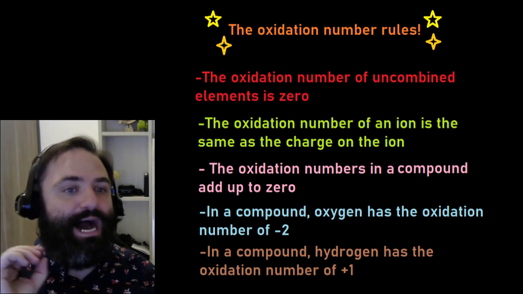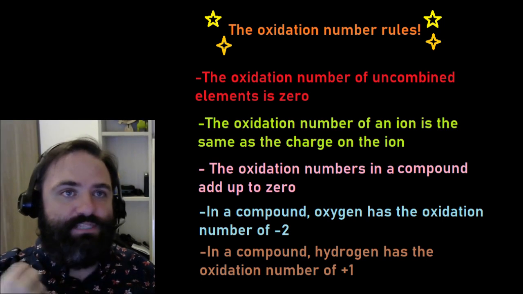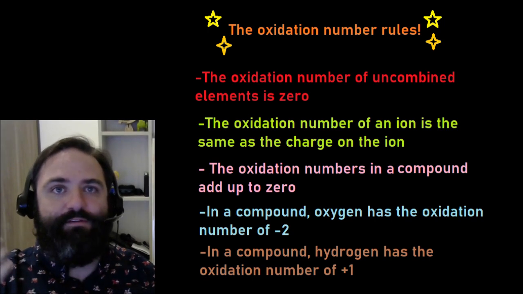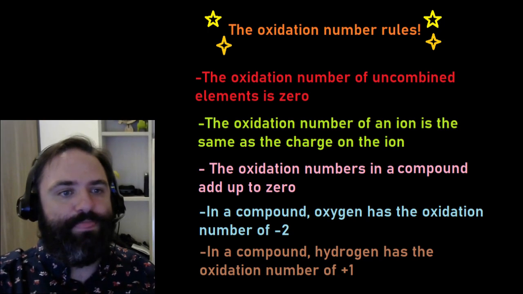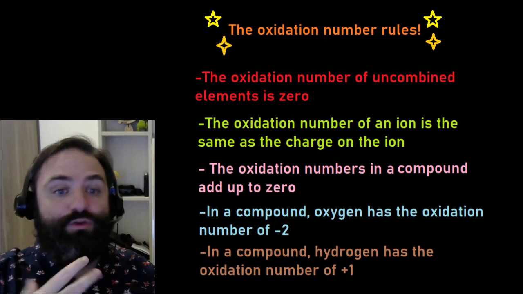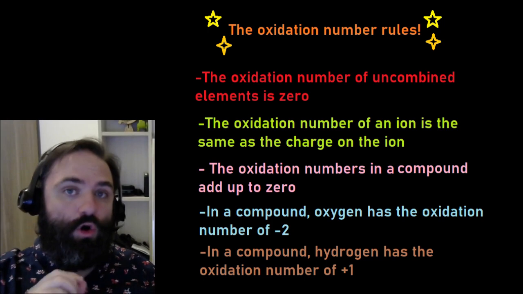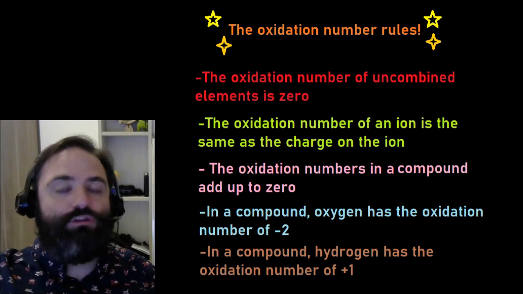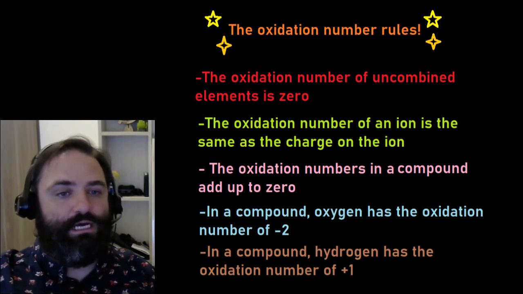The oxidation number of an ion is the same as the charge on the ion. So if I had Zn2+, its oxidation number is 2+, and its charge is 2+. If I have O2-, 2- is its oxidation number. All of the oxidation numbers in a compound have to add up to 0. So if we know one oxidation number, we can work out the rest of them. The oxidation number of oxygen in a compound is always -2. The oxidation number of hydrogen in a compound is always +1. That helps you work out the other things in that compound.